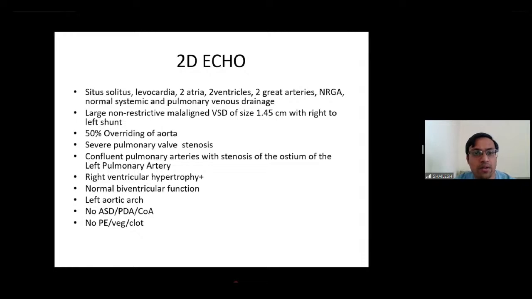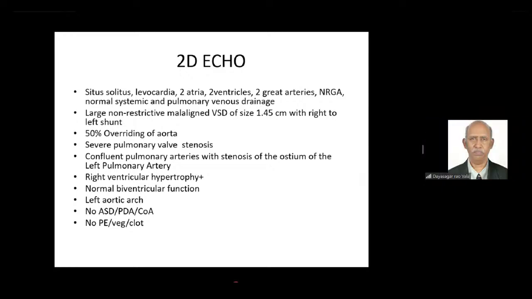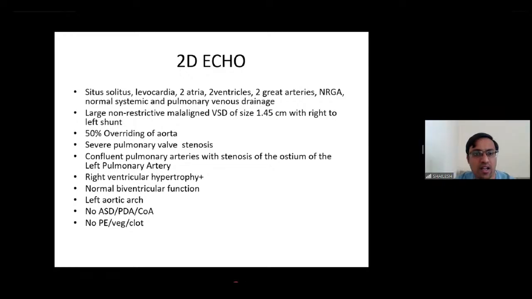Okay. Yes, sir. So there is a large non-restrictive mal-aligned VSD of size 1.45 centimeter with a right to left shunt with 50% overriding of the aorta. There is a severe pulmonary valve stenosis and confluent pulmonary arteries with stenosis of the ostium of the left pulmonary artery. Right ventricular hypertrophy is present. There is normal biventricular function. There is a left aortic arch with no ASD, PDA or coarctation of aorta and no pericardial effusion, vegetation or clot.